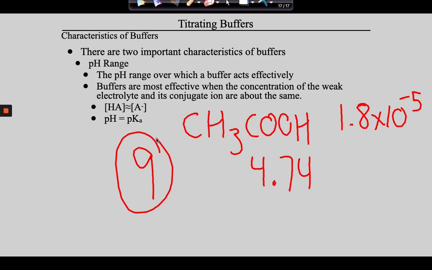So here then becomes the question. How far can we push this before we've just made a buffer that's not effective because the concentrations are so different? And guys, the answer is this. It's plus or minus 1 pH step.